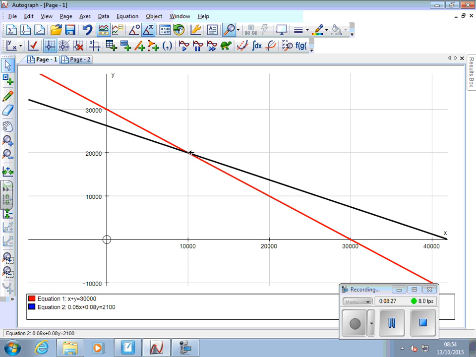So we can plot them and see where they cross, but of course what I want to do is find an algebraic way to do it. So let's have a look back at this and find the algebra and look at an algebraic solution.